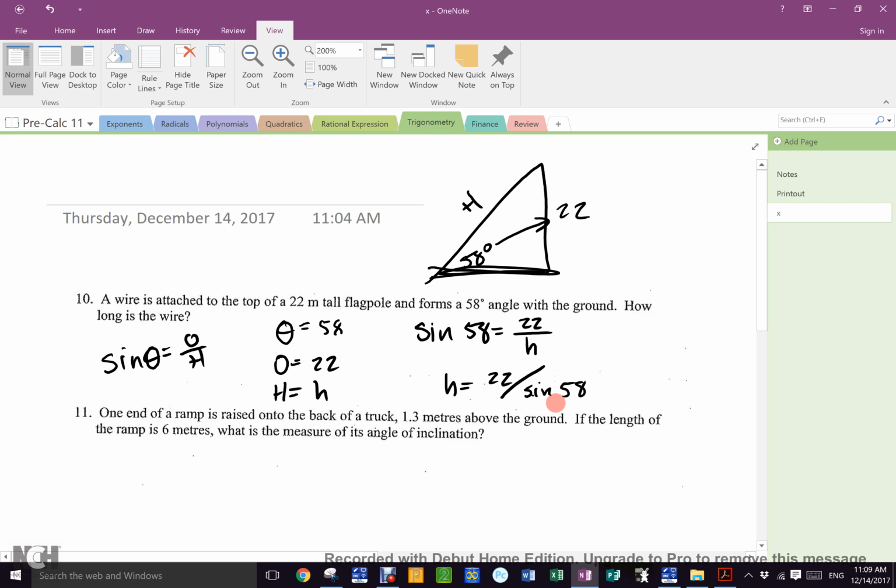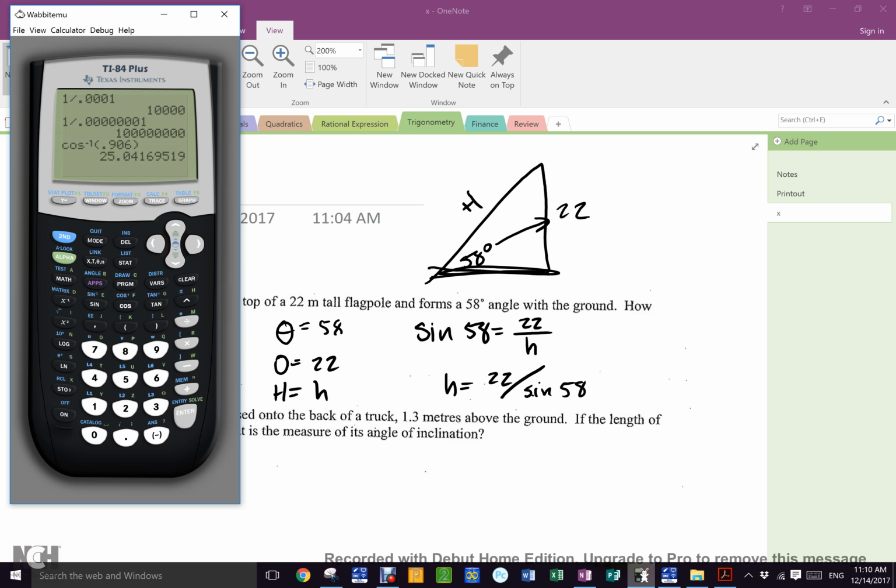That's the math. That's what you are doing. 22 divided by the sine of 58 degrees. However your calculator works that out. And the answer is, my calculator works forward, so it is 22 divided by sine 58. I have to remember to close the brackets on this machine, equals 25.94.